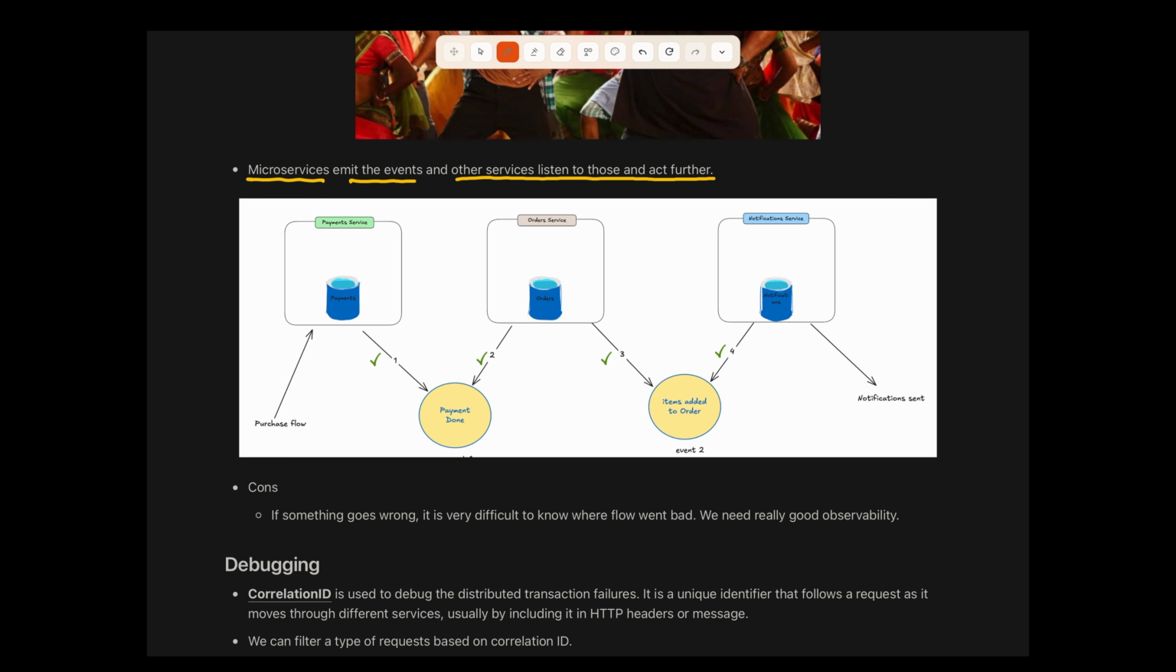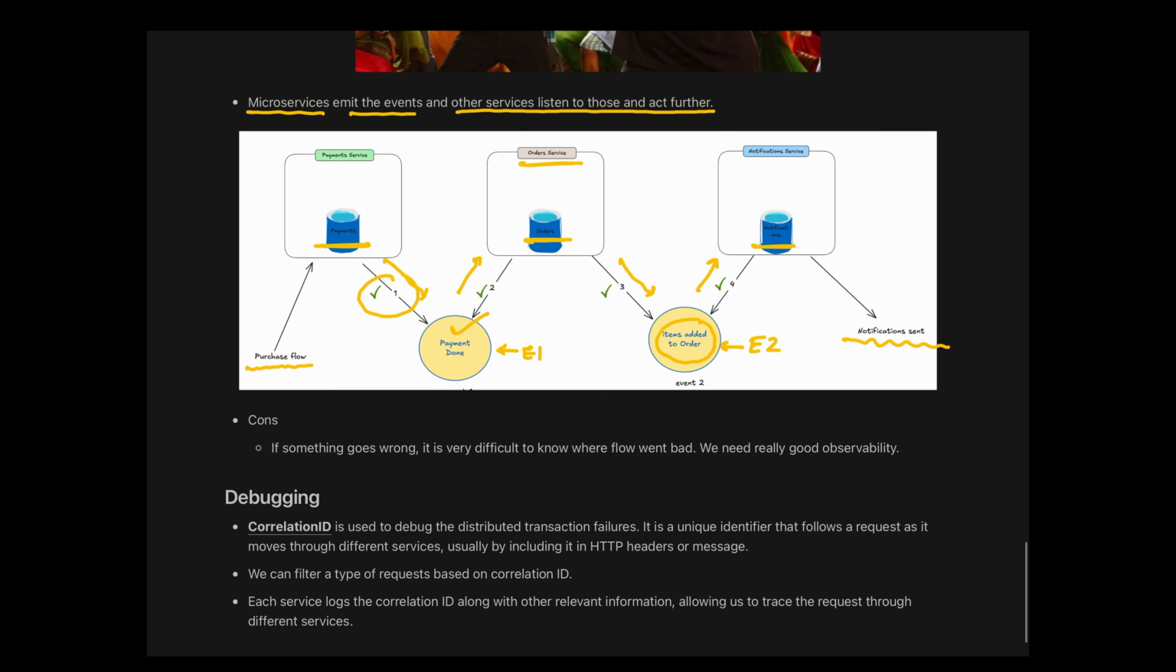For example, I am going to buy something on Amazon. So I do the payment. As soon as the payment is done, an event is generated, which is picked up by the order service. Order service assigns me the order and then generates an item-added-to-order event, which is picked up by the notification service, and I get the notification. So these are the events, event 1 and event 2, which are generated by one microservice and picked up by another.